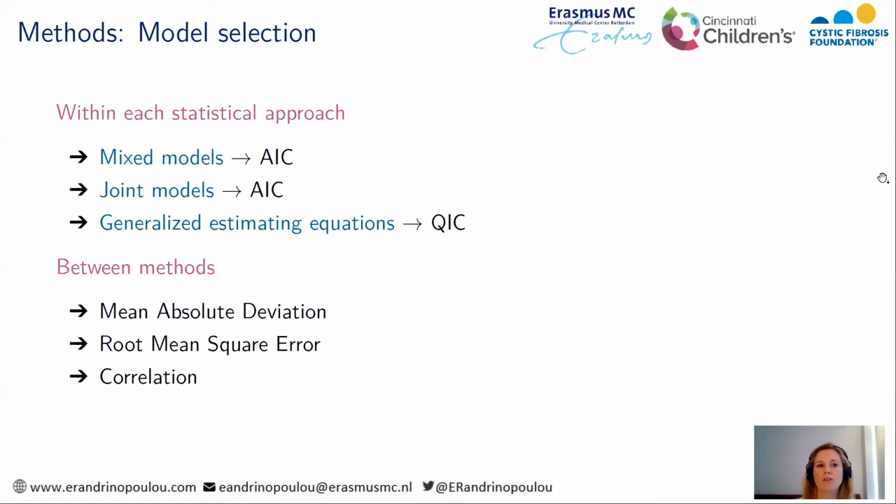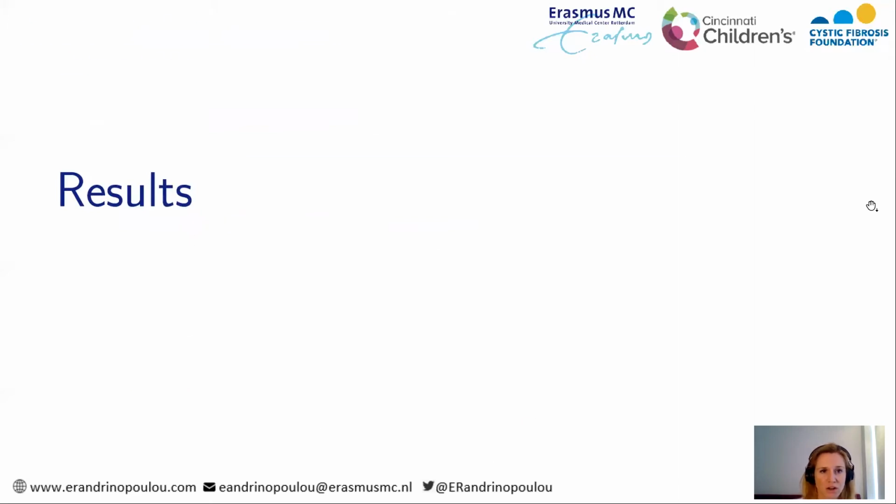And now, what about the differences between the methods? In that case, we will have to compare the observed versus the predicted values, and we can do that with the following measures. So with the mean absolute deviation, the root mean squared error, or the correlation. Let's move on to the results now.